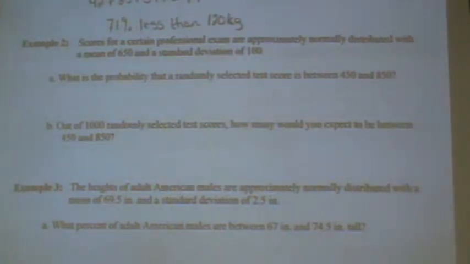And then part A wants us to see what is the probability that a randomly selected test score is between 450 and 850. So we're given a range, and we're given the mean and the standard deviation. So we have to find where this 450 is on our graph and where the 850 is on our graph.